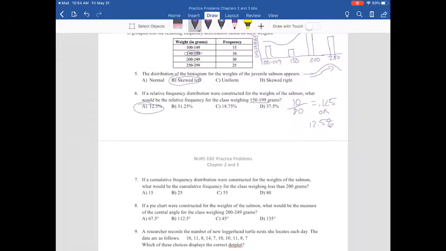Number 7, we're looking at the cumulative frequency, right, of less than 200 grams. So 200 is 200, and we want less than that, so we're going to be looking in this area here. And so that total is 25. And there we go, the cumulative frequency is 25.